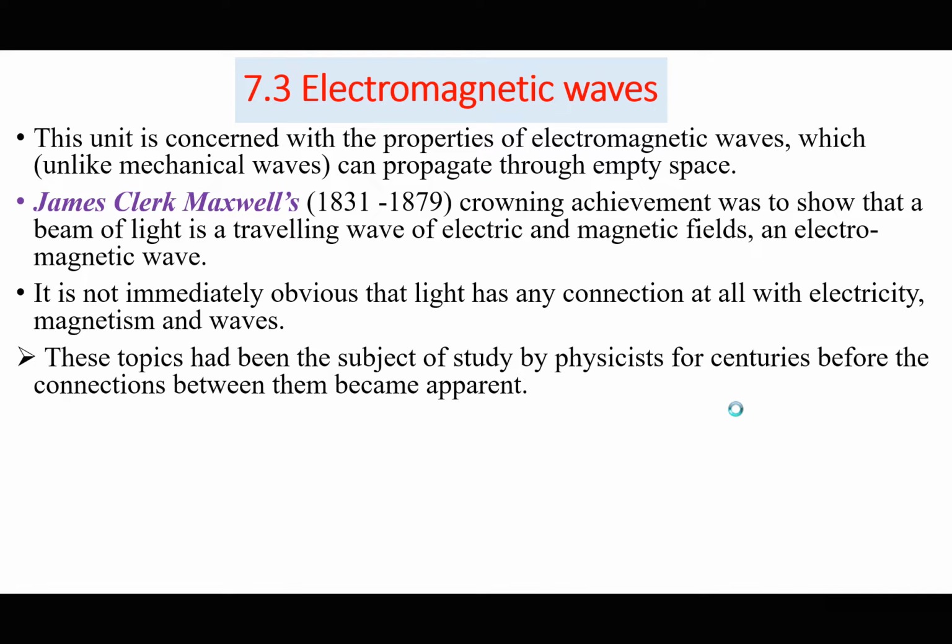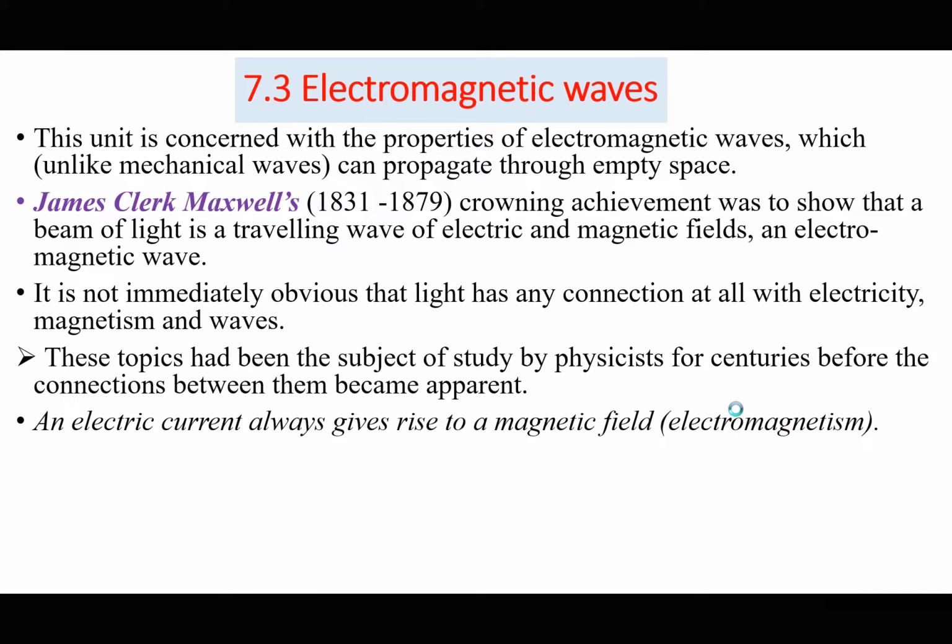Until a time came when they had to connect all the topics to come up with meaningful explanations to different concepts of everyday life. So we know that an electric current always gives rise to a magnetic field. That is from the electromagnetic effects you studied in IGCSE. If there is a current flowing in a conductor, there is a magnetic field around the conductor. That's what we call electromagnetism, and that's how we came up with an electromagnet, which you mentioned in IGCSE.